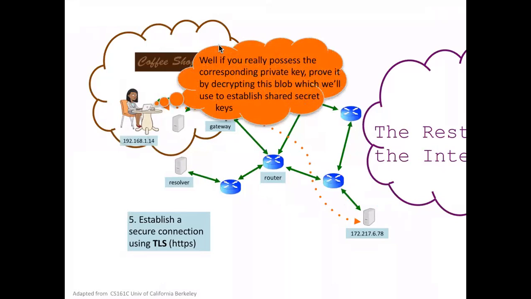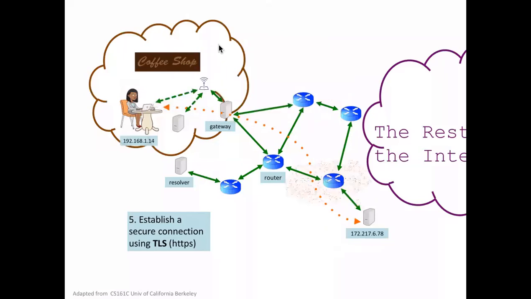Okay, just prove it to me. I will send you a random message or blob encrypted with your public key, and then with your private key you decrypt it and send the answer back to me, and I believe you are the right person. Okay, and that's the next step. All right, so this guy decrypted the message sent by Alice and sent it back. So here is your proof.